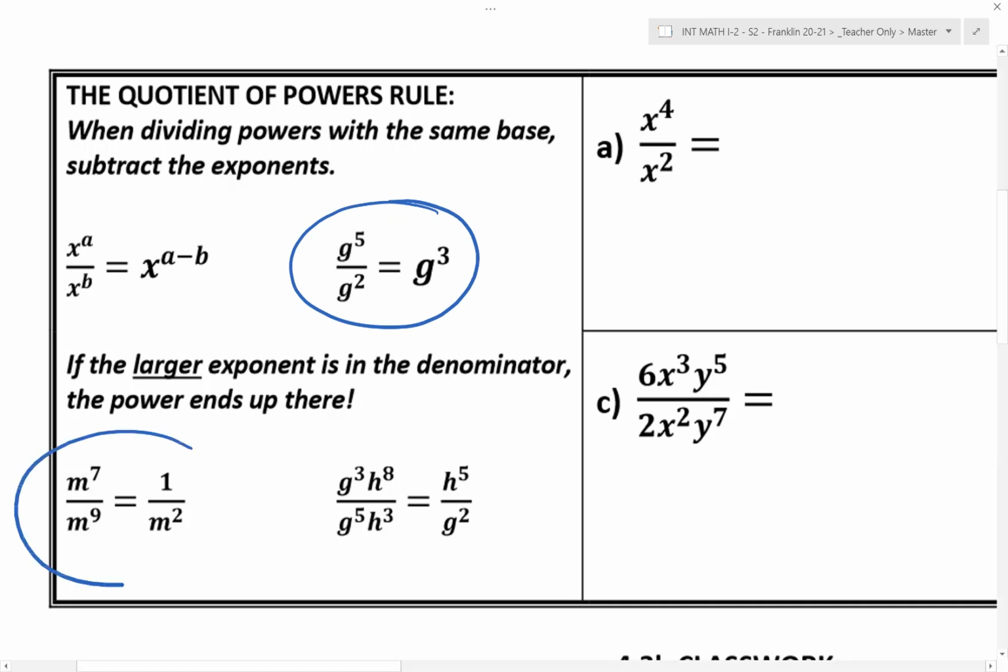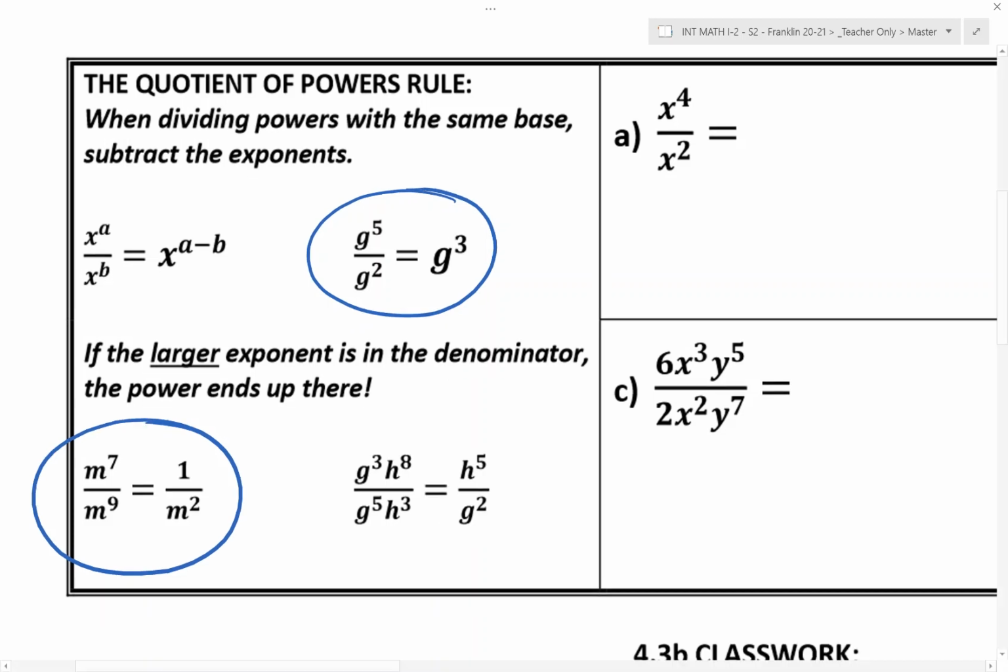So for this example, we have m to the 7th over m to the 9th. Well, 7 minus 9 is going to be a negative, but just remember that because there were more m's in the denominator, that's where the final answer is going to be. So you can think 9 minus 7 is 2, and it goes in the denominator.